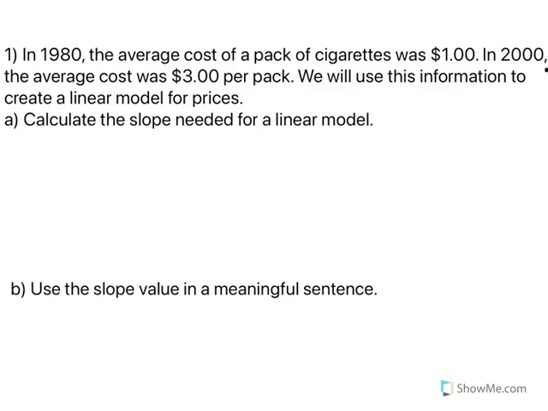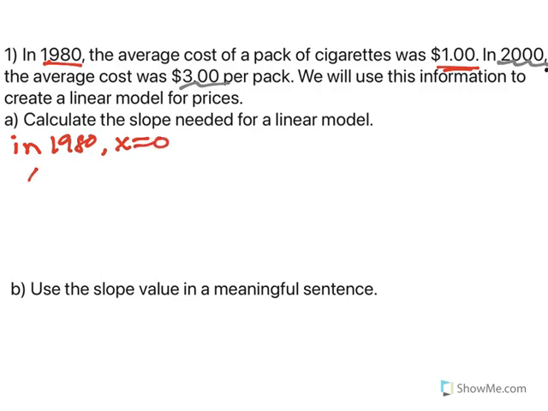So first we're going to calculate the slope. When you calculate the slope, remember that slope is the change in the y values over the change in the x values, or the vertical change over the horizontal change. So the first thing I need to do is say, okay, I'm dealing with some pieces of information here. So 1980, it was $1, and in 2000, the price was $3. So really the only thing we care about is 1980 is where we start. So I'm going to say, in 1980, x equals 0. I'm going to use this as my starting point.